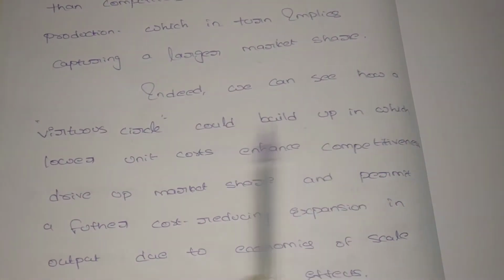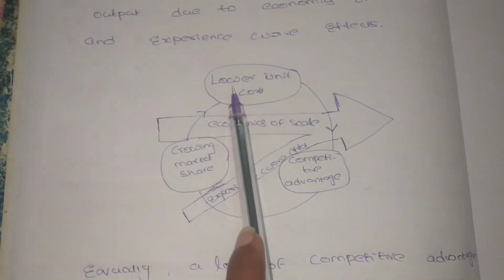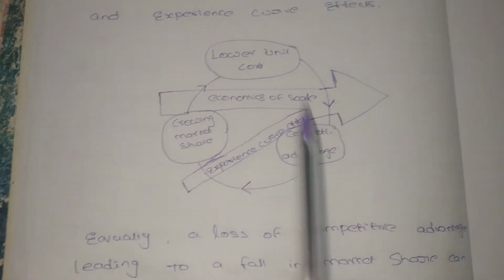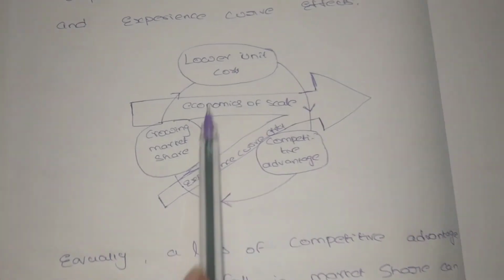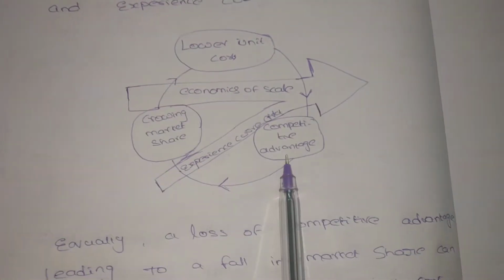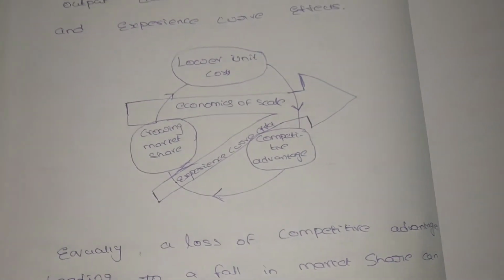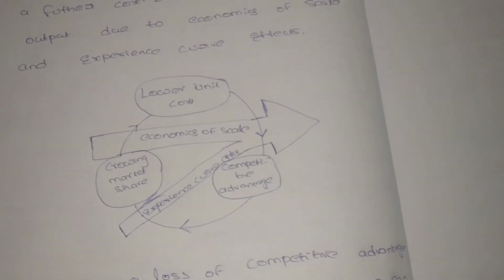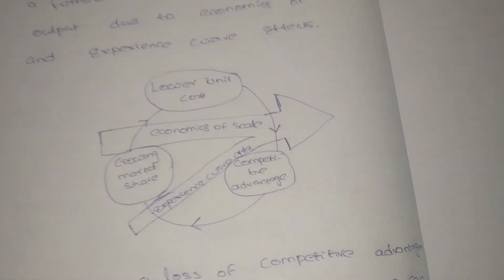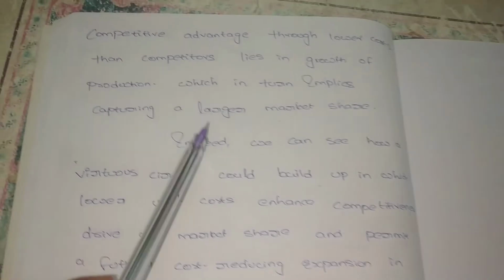Indeed we can see a virtuous cycle. What is a virtuous cycle? See here. Only three components are important in this cycle: lower unit cost, competitive advantage and growing market share. Growing market share means we have to capture market share, which means we have to understand the market.